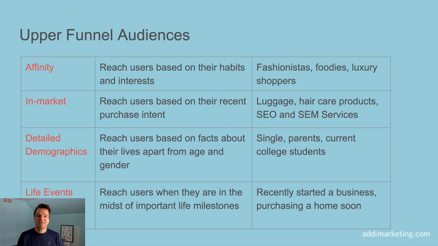People based on certain facts about their lives are put into the detailed demographics audiences, like single parents or current college students. And also people who are in the middle of important life events or decisions are put into life events categories, like recently started a business or purchasing a home soon.